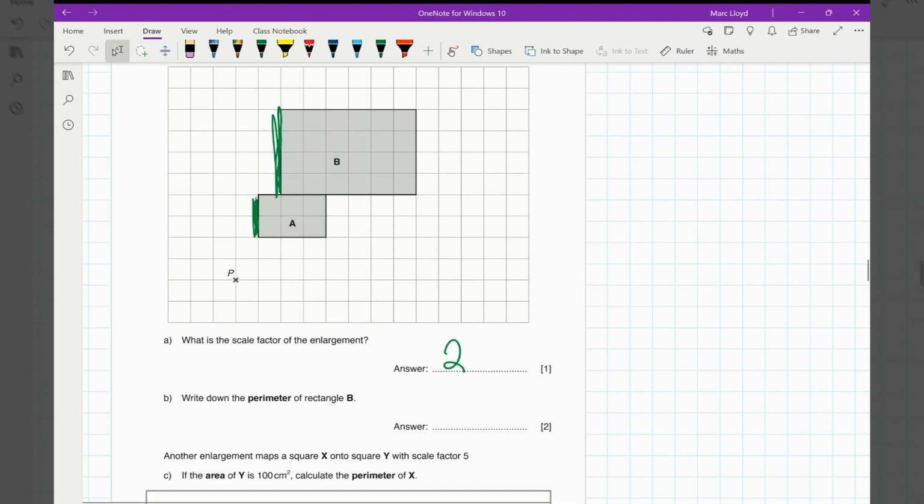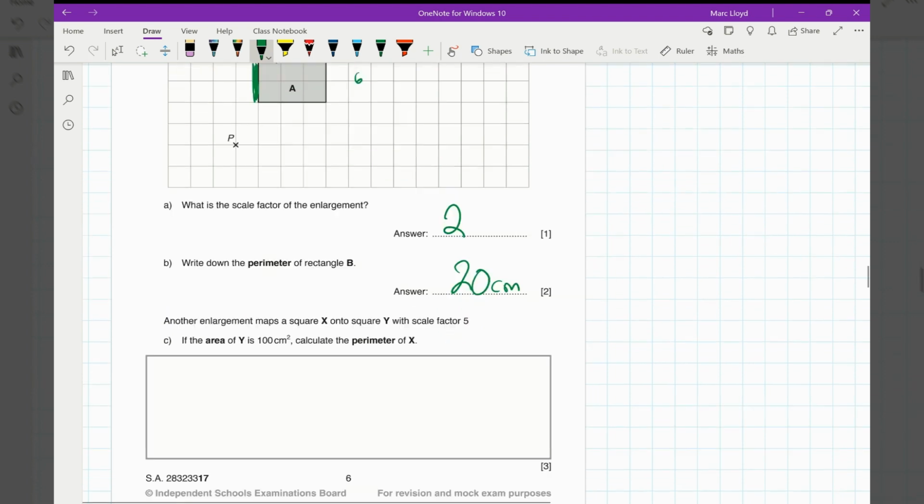Write down the perimeter of rectangle B. So it's got a height of 4. The width is 6. So that's going to be 4 plus 4 plus 6 plus 6, which is 20. And then it's on a centimetre grid, so that will be 20 centimetres. And I think that's where that second mark will come from.